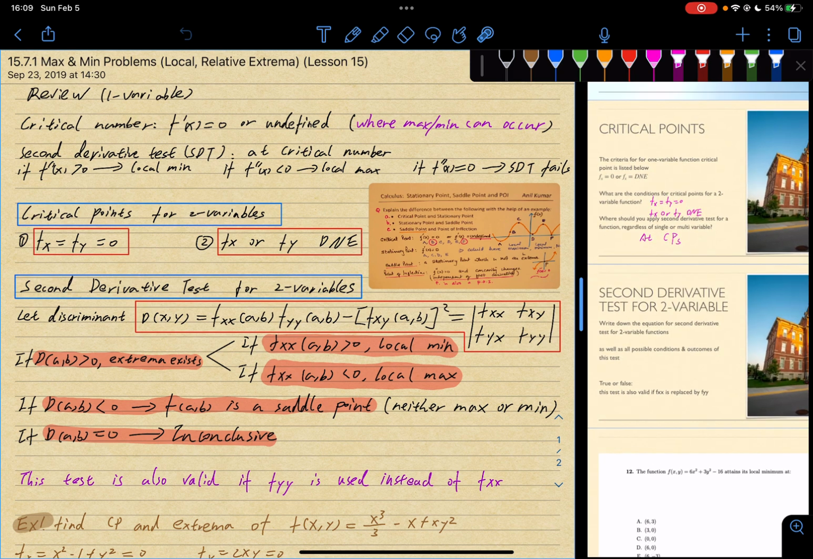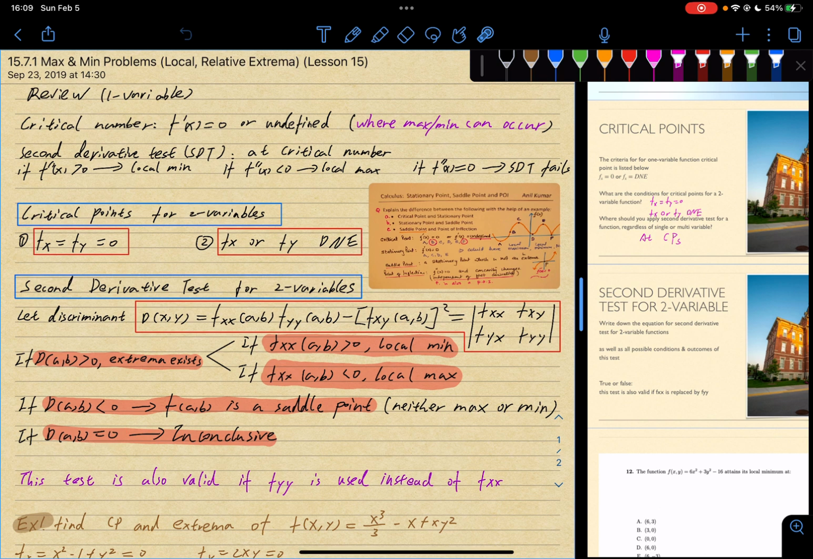So you need to calculate the discriminant, which you have the equation right here. If your discriminant is greater than 0, good news, extrema exist. If your fxx is greater than 0, local minima; fxx is smaller than 0, local maxima. If the discriminant is smaller than 0, then it's a saddle point. It's neither maximum nor minimum, and if it's 0, it's inconclusive.